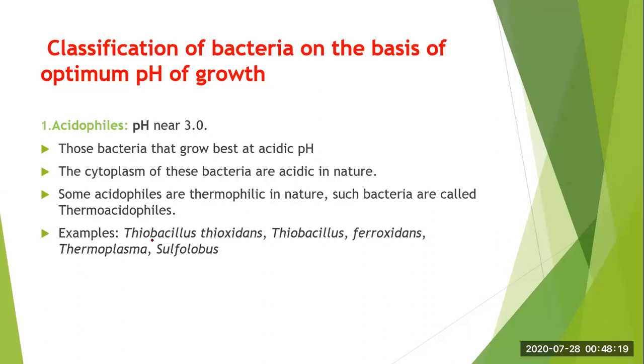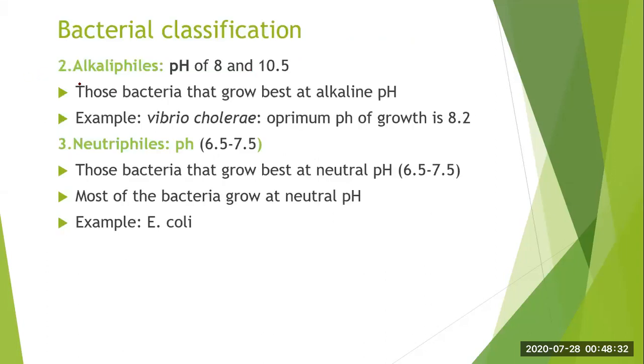Examples are Thiobacillus thiooxidans, Thermoplasma, and Sulfolobus. These kinds of bacteria are examples of acidophiles. Then our second one is alkaliphiles. It's actually a pH of 8 to 10.5. Within this alkaline environment, it can grow better. An example is Vibrio cholerae, with an optimum pH of growth of about 8.2.